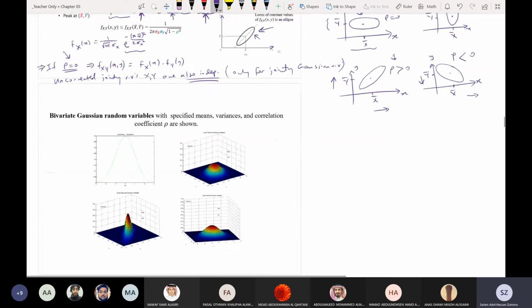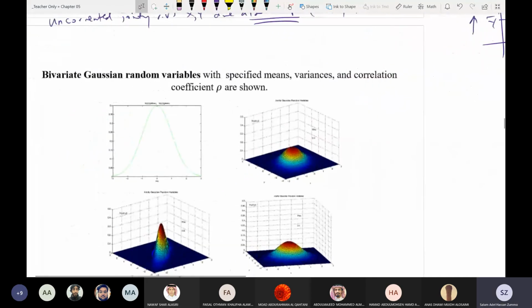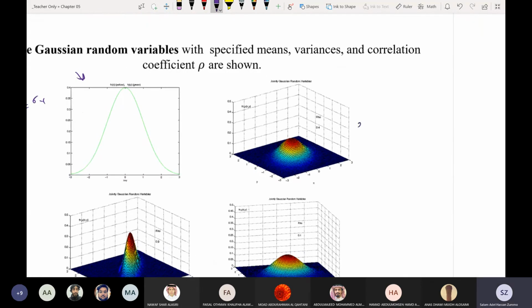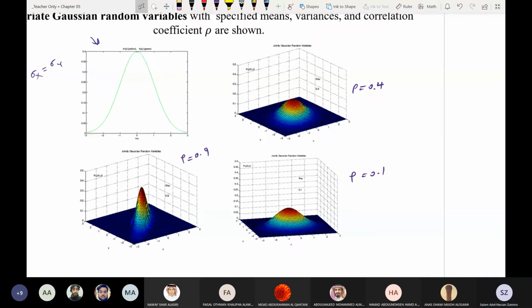Now let's see some examples. Here we are plotting the PDF of x and y. Basically both of them have the same variance, so you can see that sigma x equals sigma y. Now this is for rho equal 0.4. This is for rho equal 0.1. And this is for rho equal 0.9. This is in 3 dimensions, so we are plotting the PDF here.